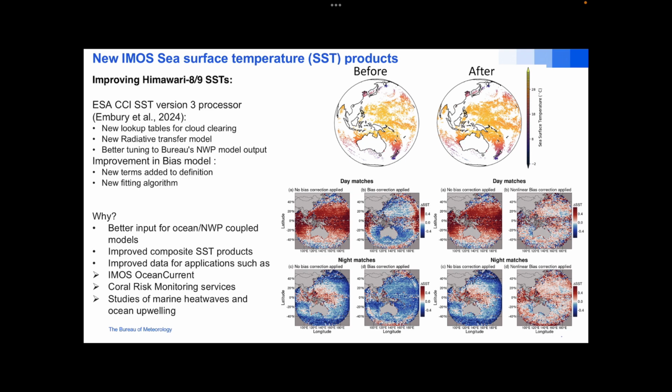The left hand side shows the performance of the previous bias model for day and night, before and after bias correction. The right hand side shows results from the new bias model. We see more white spaces, indicating biases closer to zero. The new bias model better represents latitudinal and time changes. The previous cold bias is significantly reduced, particularly in the tropics and the region south of Australia.